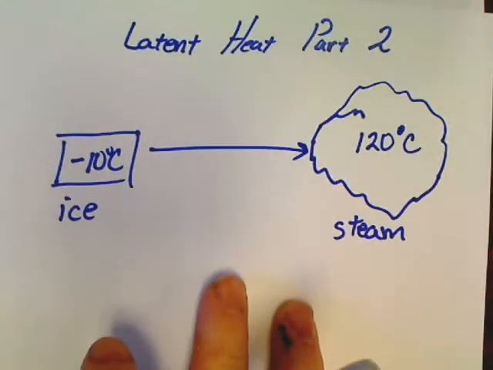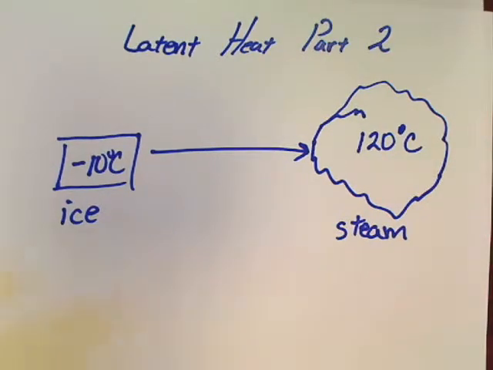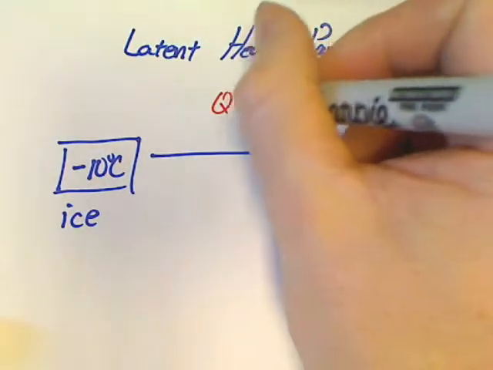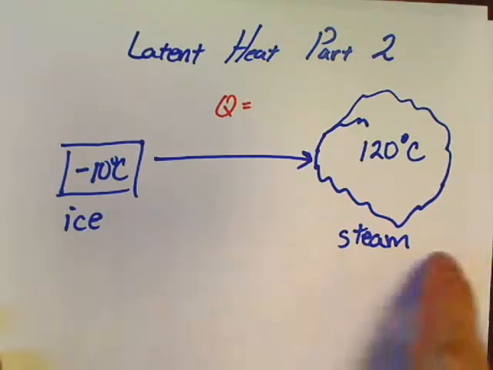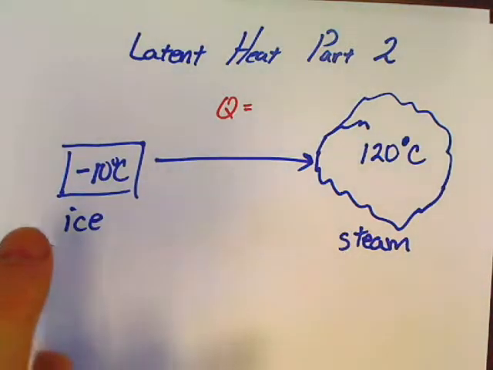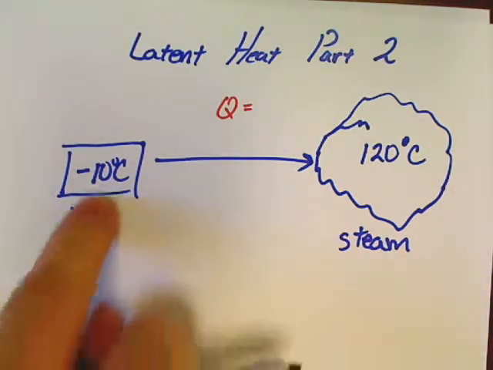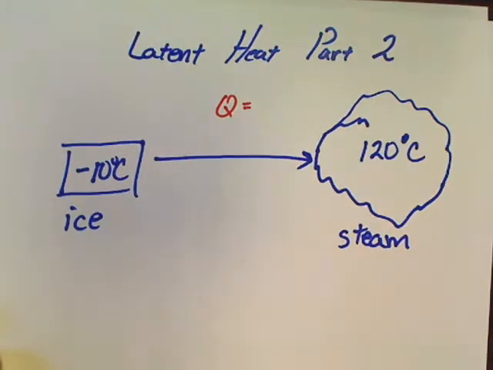The hardest part of this chapter, latent heat part 2, are these problems that pretty much ask you, find Q for this. By the way, this is a guaranteed test question, and it's probably for anybody teaching this. How much energy does it take to take a piece of ice, turn it from like -10 degrees, and make it steam that's 120 degrees?